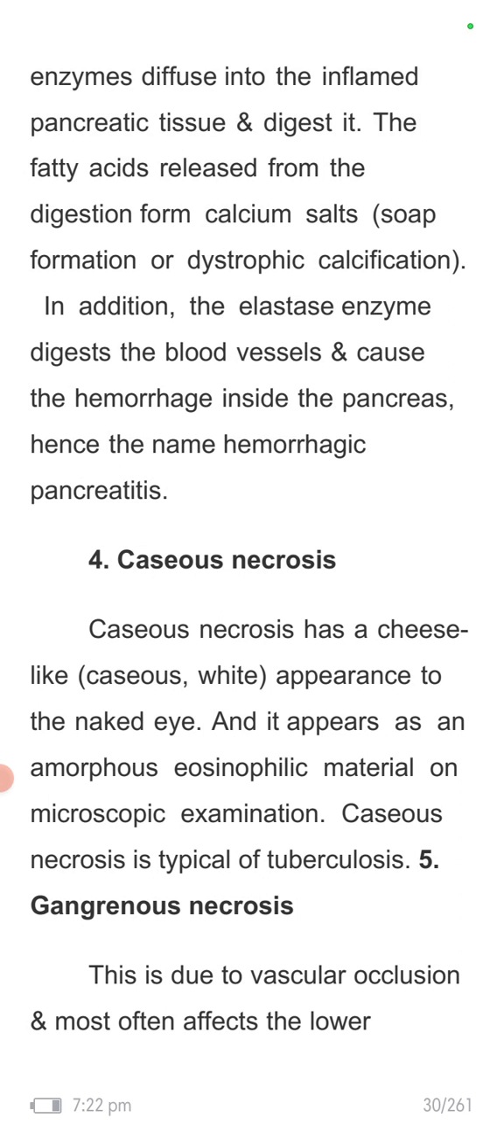Speaking about caseous necrosis, this has a cheese-like, caseous white appearance to the naked eye, and it appears as an amorphous eosinophilic material on microscopic examination. Caseous necrosis is typical of tuberculosis.